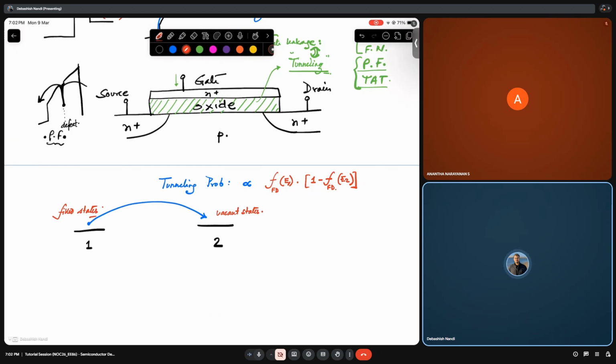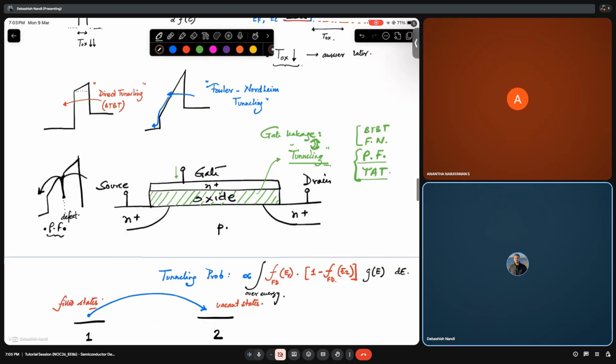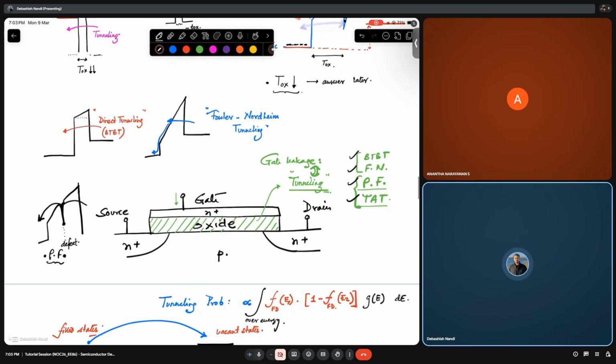This is intuitively clear, right? Yes, sir. And you will multiply this with density of states, and then you will integrate it over energy. That is how you get tunneling probability. So these are just simple mathematics with a little bit of intuition. Then you can get every form by considering different types of potential energy. You will get different types of form.